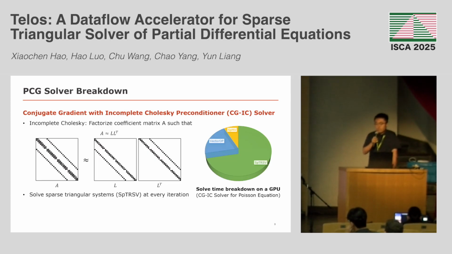We also profile the execution time of the solver, which consists of kernels such as SPMV, vector operations like dot products, and SPTRSV. We observe that SPTRSV accounts for nearly 80% of the solving time, presenting a significant performance bottleneck. It has unique traits that cause low efficiency and needs further study.